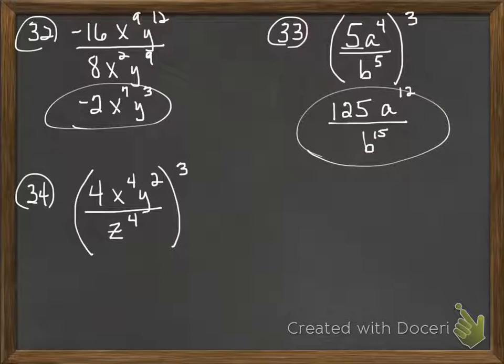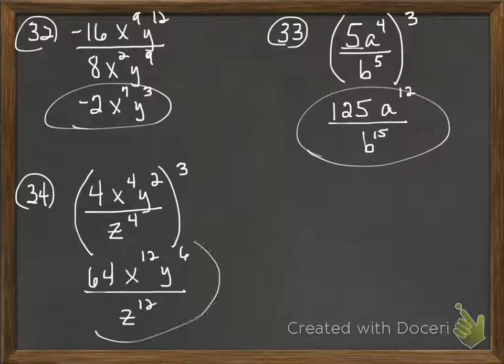Number 34, 4 is a coefficient. 4 to the 3rd power is 4 times 4 times 4, which is 64. x to the 4th raised to the 3rd power, power to a power, multiply gives me 12. Multiply 2 times 3, power to a power gives me 6. On the bottom, z to the 4th raised to the 3rd power, again I have a power to a power, so I'll multiply 4 times 3 and I get 12.